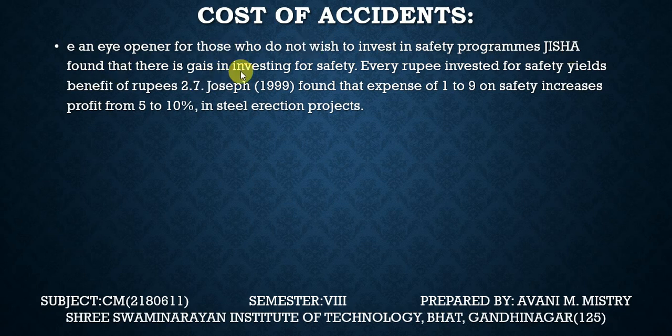GSHA found that there is a gain in investing in safety. Every rupee invested in safety yields a benefit of 2.7 rupees. Joseph found that expenditure of 1 to 9% on safety increases profit by 5 to 10% in a steel erection project.